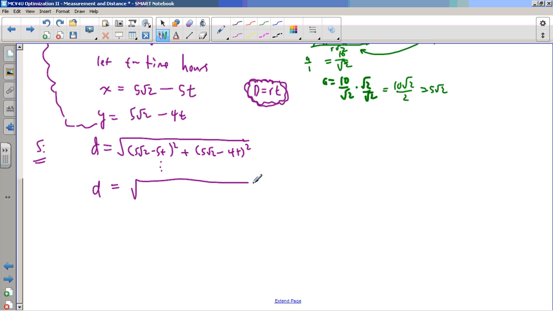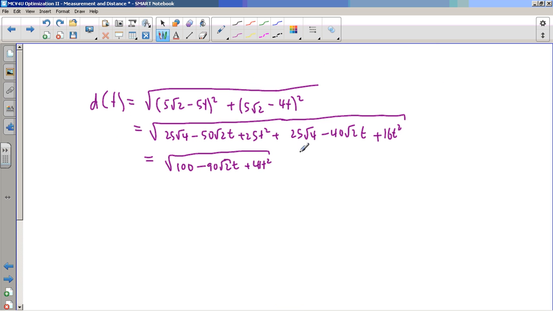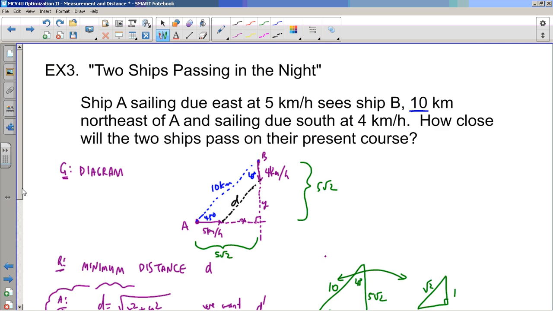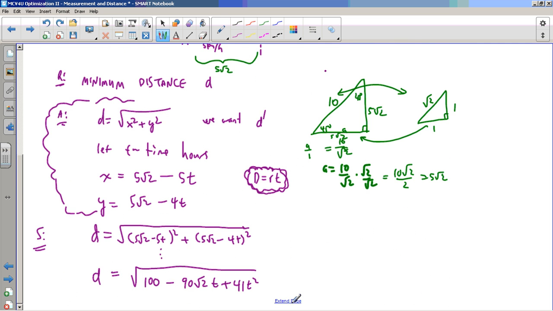And this ends up being, and I'll show you why in a second, 100 minus 90 root 2t plus 41t squared. Here's the reason why. There's the arithmetic. You can pause and copy if you want, or trust me, which is probably the better idea. So there's that expanded to that. I get that formula, and now I can take the derivative, right?